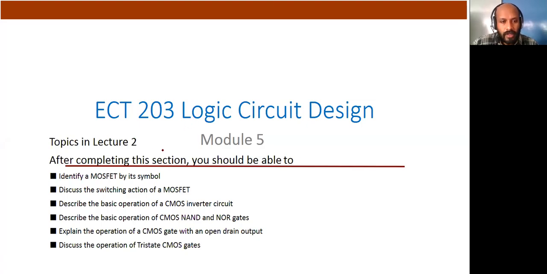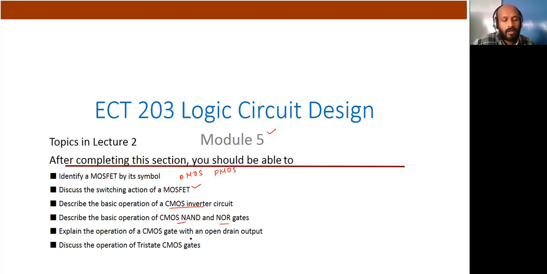So this is lecture 2 in module 5. In lecture 2, mainly we will discuss the basic symbol representation of MOSFET. We'll discuss the symbol of NMOS and PMOS transistors, and we'll also discuss the basic switching action of MOSFET transistors and the basic operation of CMOS inverters, and the basic structure and operation of CMOS NAND gate and NOR gate.